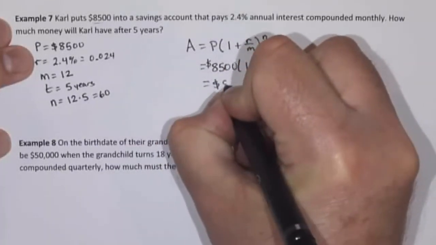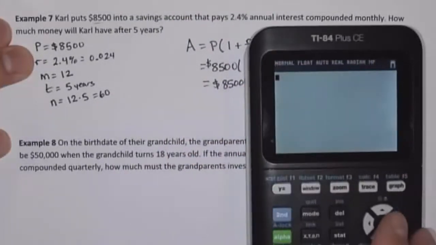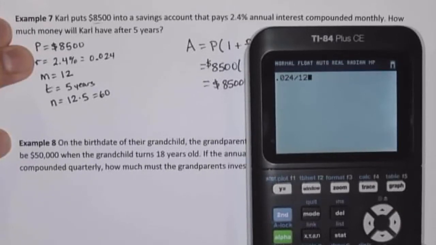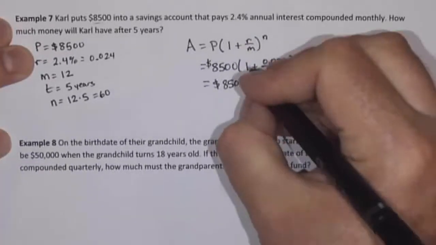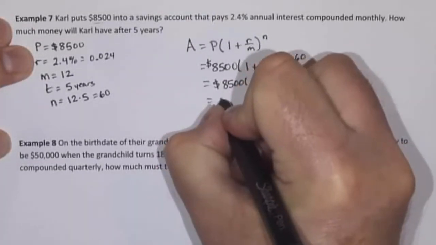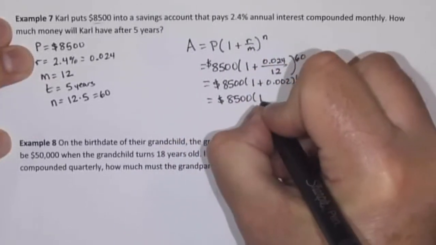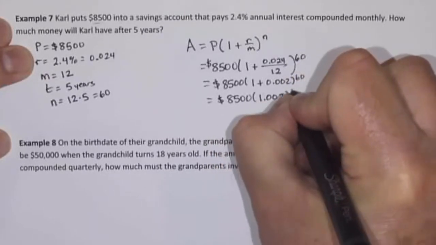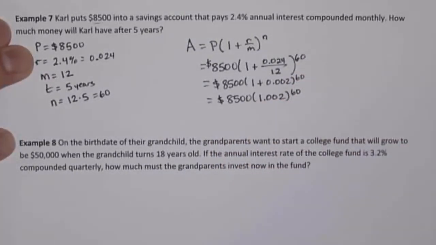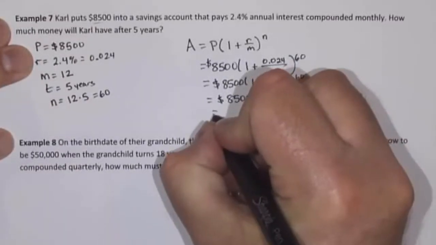So if we follow the order of operations, let's do this on the calculator. If I take 0.024 divided by 12, that is 0.002. So I have 1 plus 0.002 to the 60th, and 1 plus 0.002 is 1.002 raised to the 60th power. Now if I take 1.002 and raise that to the 60th power, that is 1.12736174.